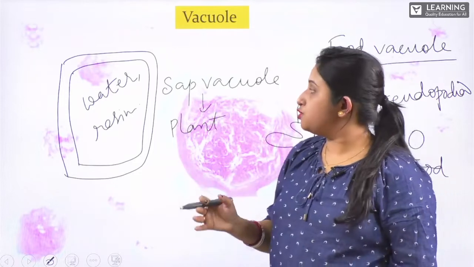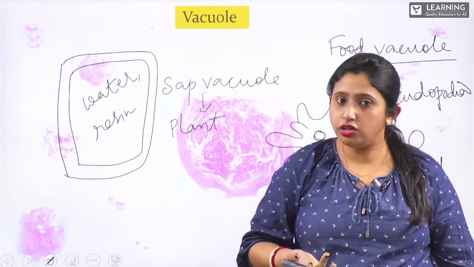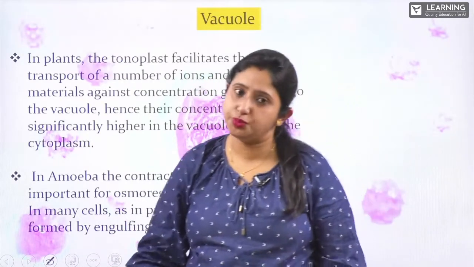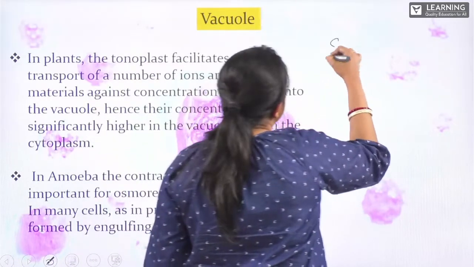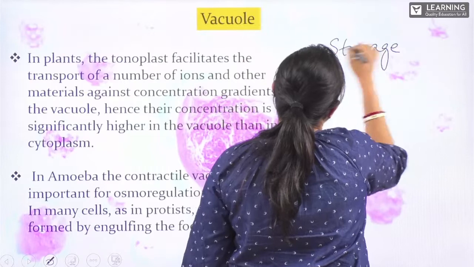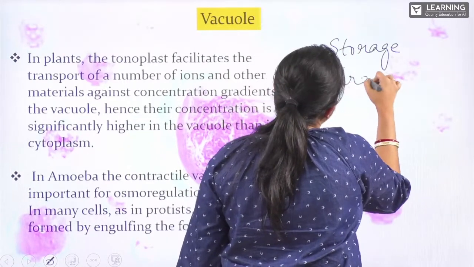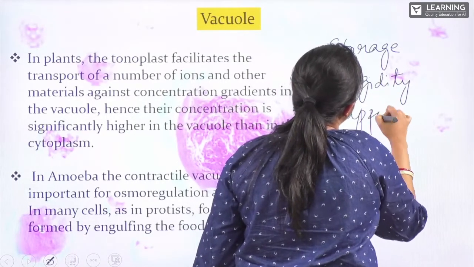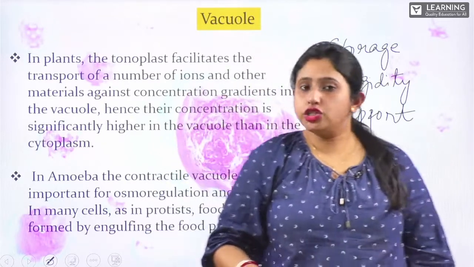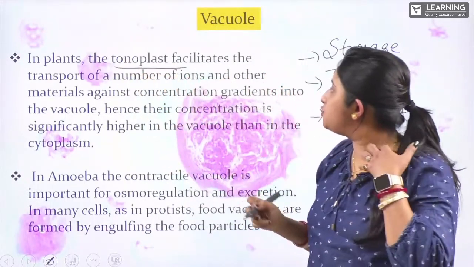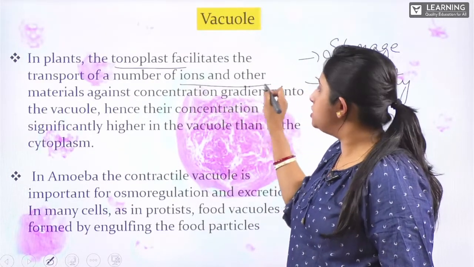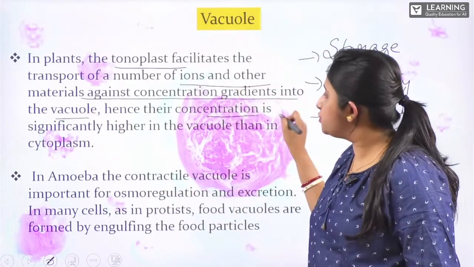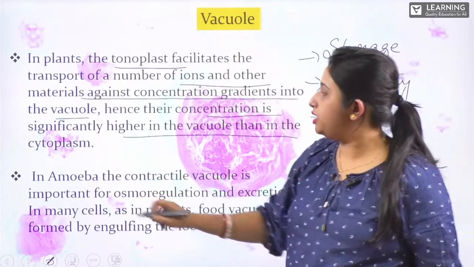So there are various types of vacuole, and this vacuole also plays an important role in the body of an organism. Basically these vacuoles are responsible for the storage of food, for providing turgidity, and for providing support to the cell. These are the functions of the vacuole. In plants, the tonoplast facilitates the transport of a number of ions and other materials against the concentration gradient into the vacuole. Hence their concentration is higher in the vacuole than in the cytoplasm.